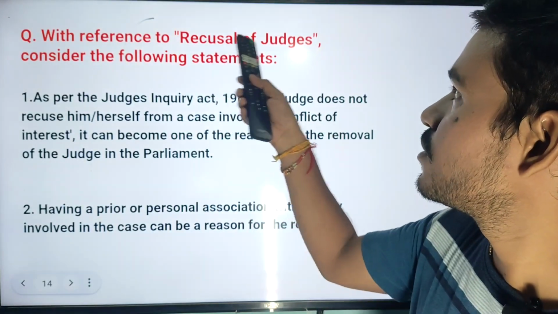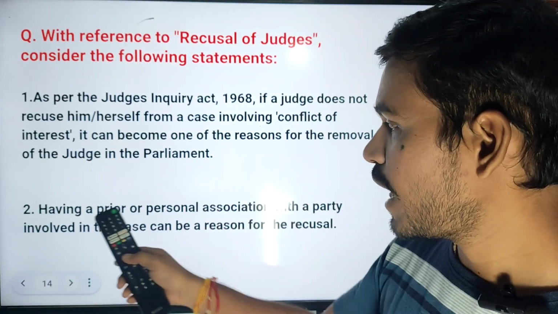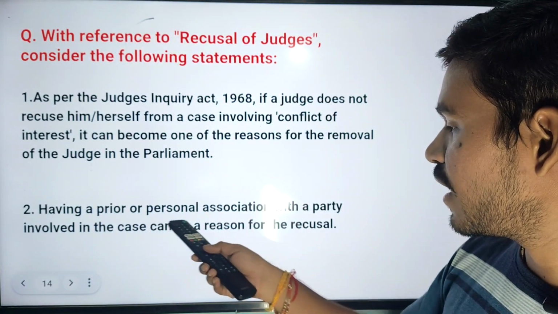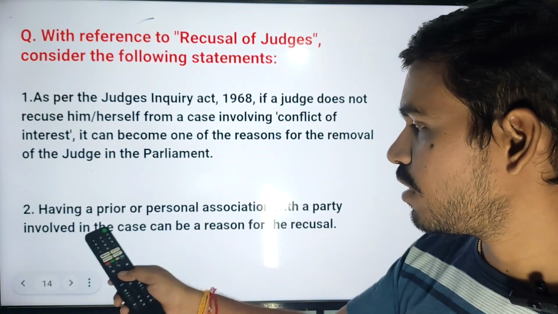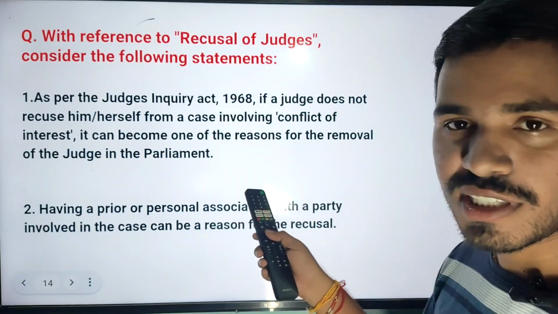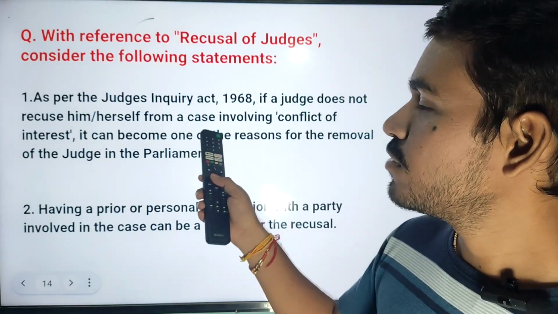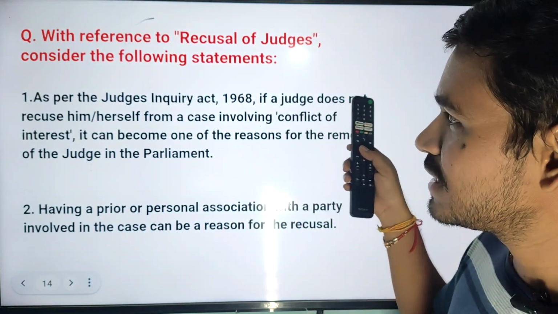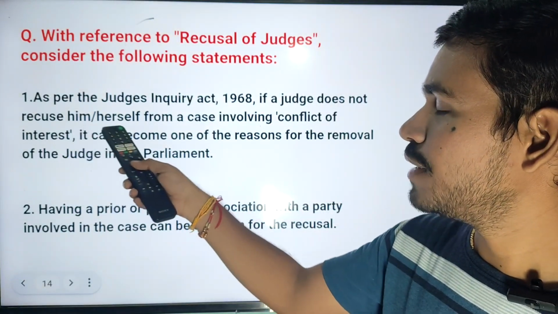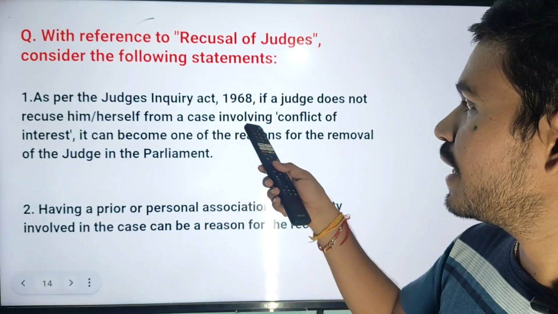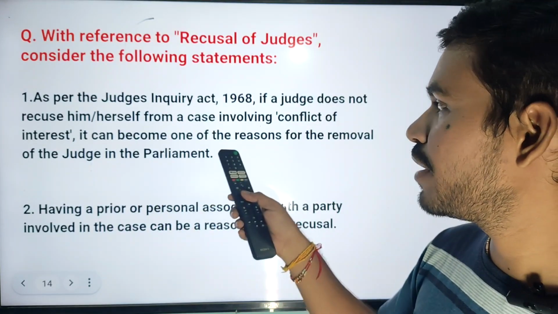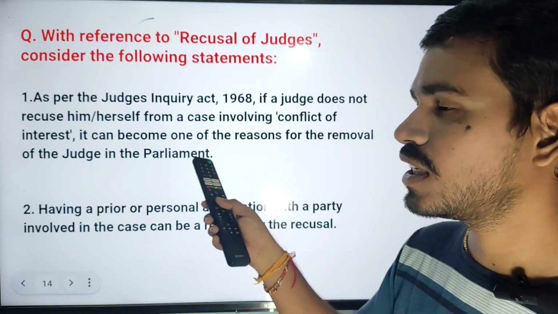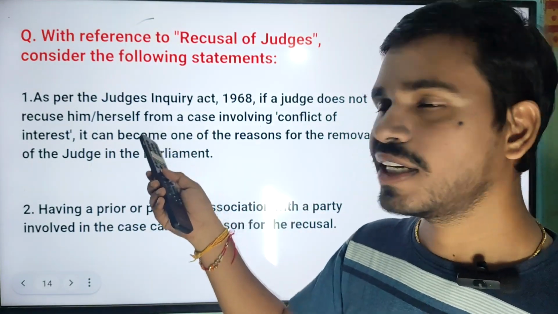So that is called recusal of judges. Having a prior or personal association with the party involved in the case can be a reason for recusal. This is a correct statement. Now see the first one: as per the Judges Inquiry Act 1968, if a judge does not recuse himself from a case involving conflict of interest, it can become one of the reasons for the removal of judges in the parliament. So this statement is incorrect.